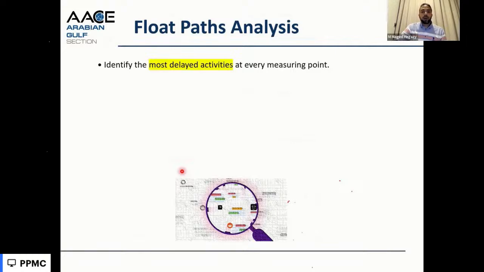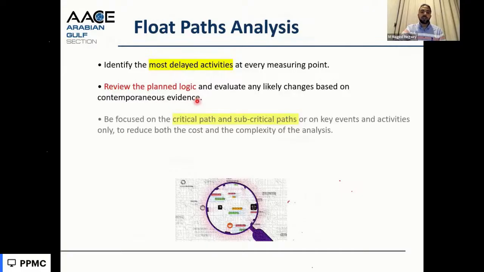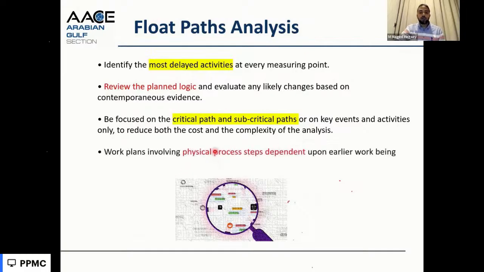When we need to check the float path, we start with the delayed path, the most critical activity and the most delayed activities. As we saw in multiple float paths, we start with the minus 84, then we go to the minus 73, one by one, reviewing the logic and the durations, and the subcritical path in between, to check how to mitigate these delays if we have delays.